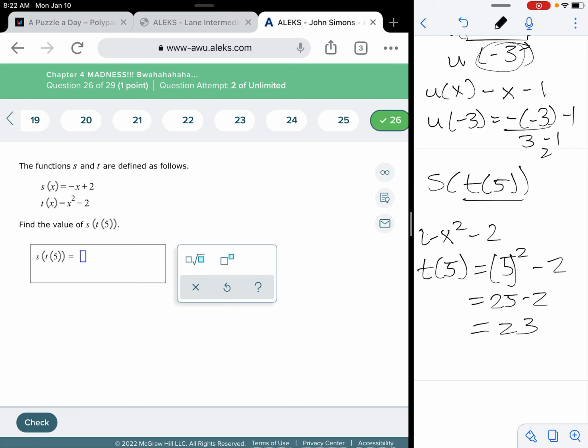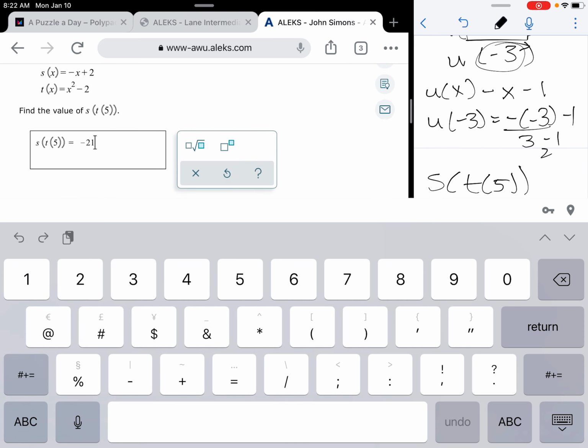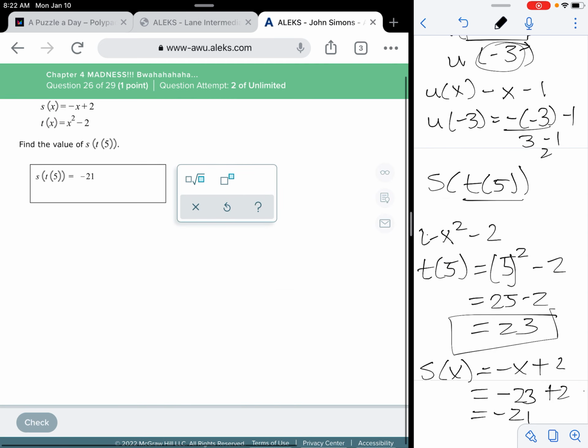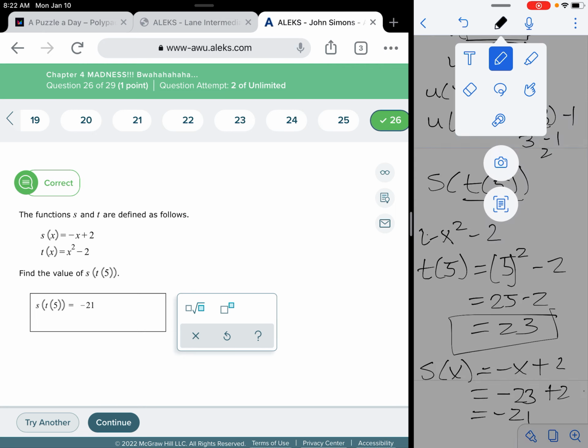So now I've got to take this and put it into my s function. And s of x equals negative x plus 2. So let's substitute in negative 23 plus 2. So my answer is evaluating negative 23 plus 2, which gives me negative 21. So we have negative 21. And hopefully I did it right. Yeah. All right, let's do one last one.